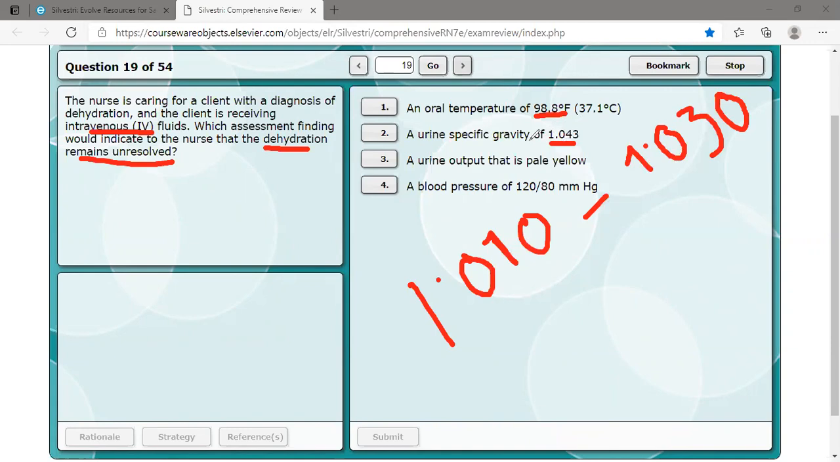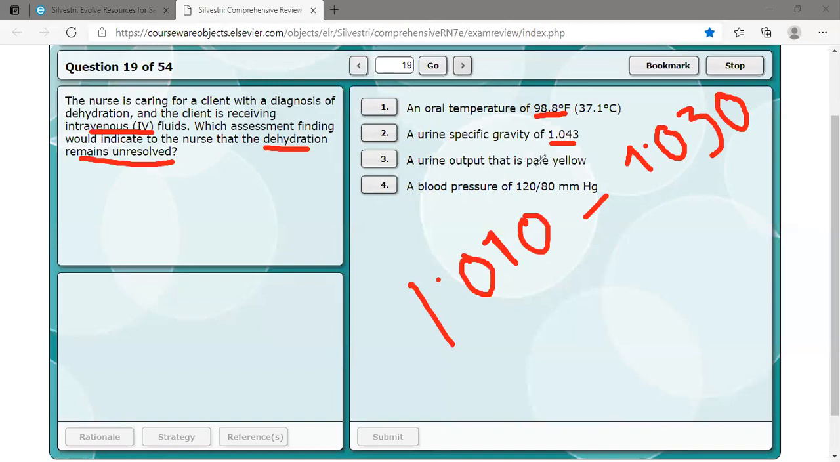So when the concentration of water or fluid reduces, specific gravity goes up. When there is excess fluid, specific gravity goes down, right? So here, when urine specific gravity is this high, it indicates the patient is not getting appropriate treatment. In dehydration, urine specific gravity is more than 1.030, and it is still there. But in case of fluid excess or overload, urine specific gravity must be less than 1.010.